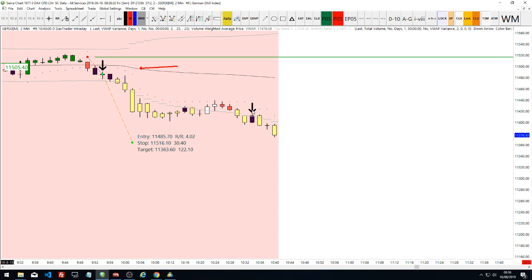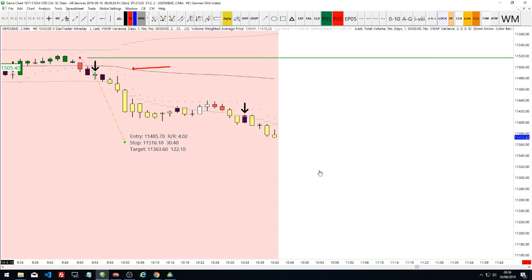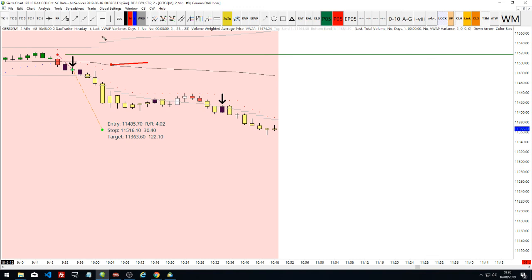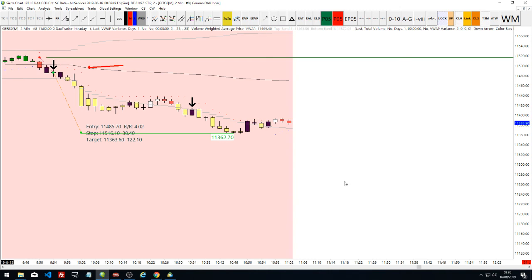There's another sell signal here. You would already be in one, so you wouldn't take that one unless you're really aggressive and you want to double up on your trades, which is down to you. It's your money. And there you go. So you'd have hit your target. 122 points. Happy days. Everyone is able to see the same levels.